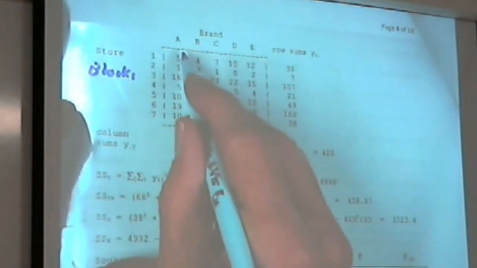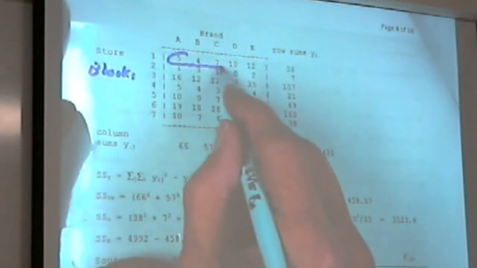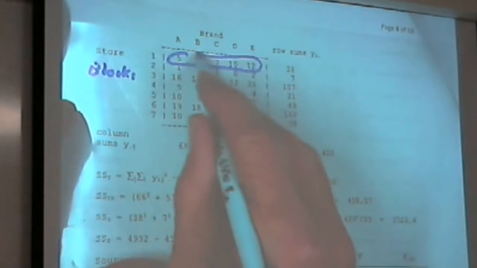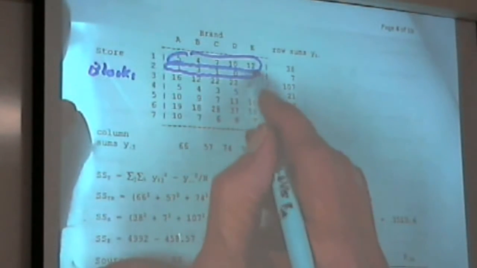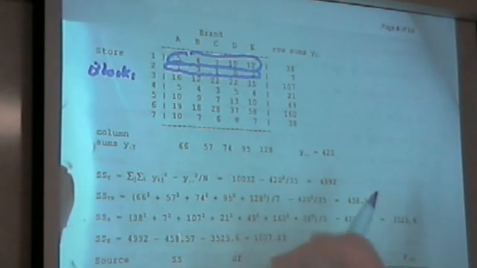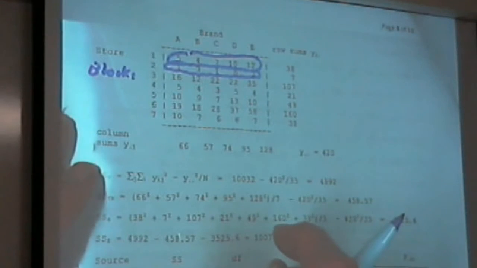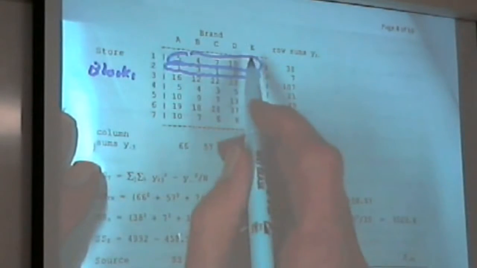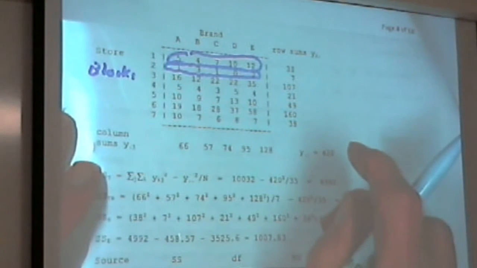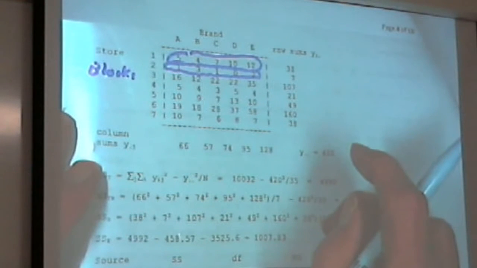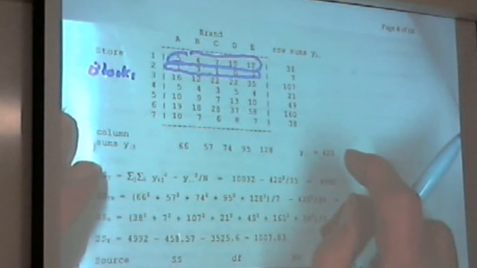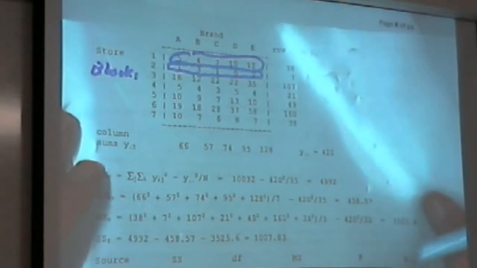as we call them. In store 1 uses all 5 brands, store 2 uses all 5 brands, and so forth down the line. So the data is collected in blocks like this. We still have data on each of the 5 treatment levels, brands here in this case, but the data was collected in these blocks. Now, when we have these blocks, we have a different model that describes the data.